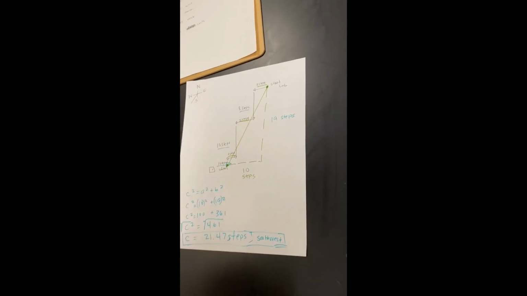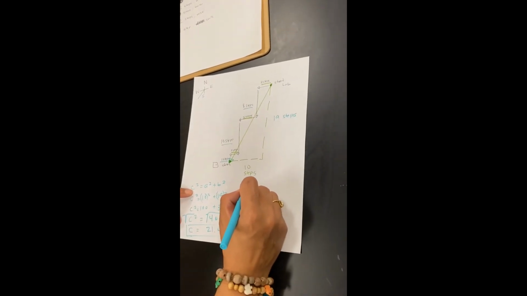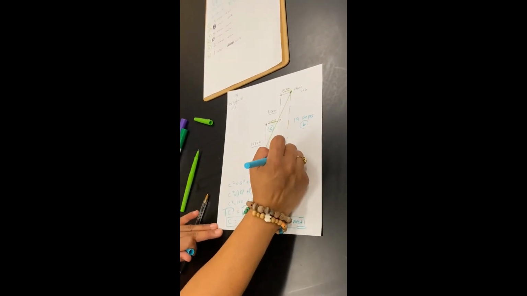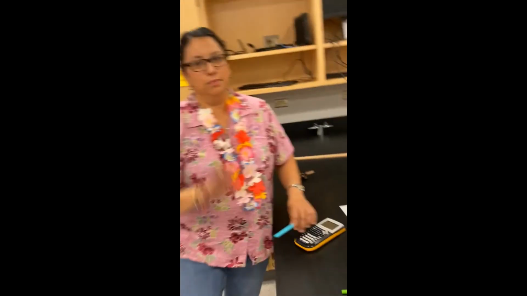So what is A? Can you label your A and your B? Yeah, so A is here, and this is B. And this is C. There you go. Yeah, this is parts of the triangle. Right triangle. Okay, awesome. All right, good luck, guys.